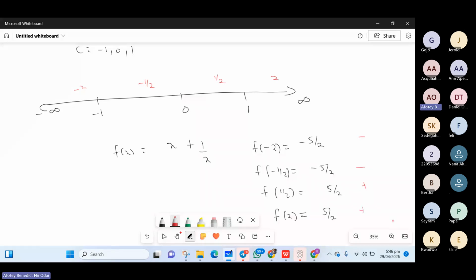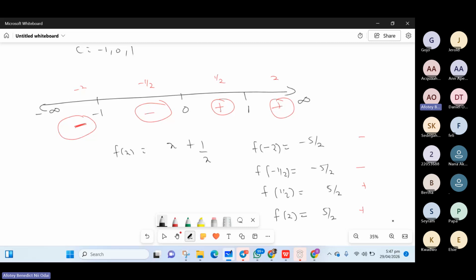right? So from these values, we can conclude that between negative infinity and -1, we use the test value -2, so it's decreasing. Between -1 and 0, we use the test value -half, so it's again decreasing. Between 0 and 1, we use the test value half, it's increasing. Between 1 and infinity, we use the test value 2, so it's increasing because 5/2 is positive. So what's the interval on which it's increasing? Please pay attention to this.